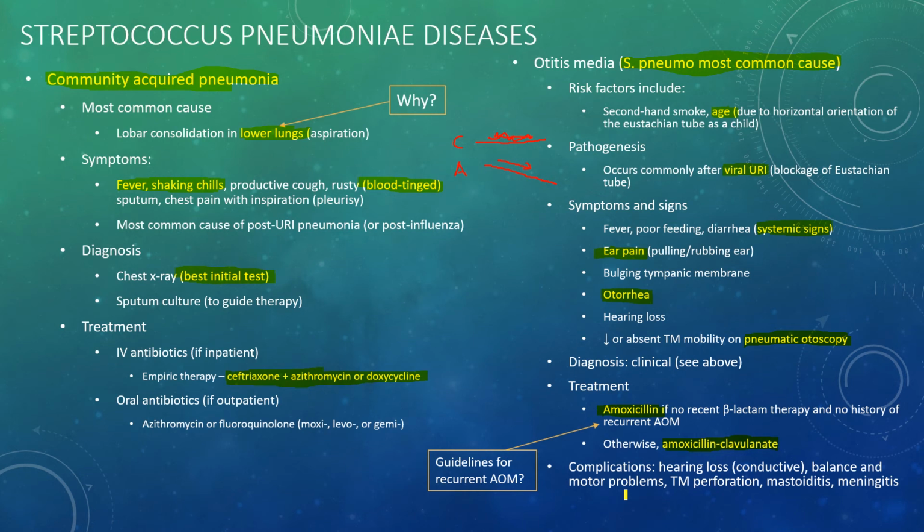Now, a major thing about otitis media is all the complications that can happen. You get conductive hearing loss because of damage to the middle ear, balance and motor problems due to damage to cranial nerve 8, the vestibular part, tympanic membrane perforation because of the infection and the bulging, mastoiditis because of local infection and local invasion, and meningitis for that exact same reason.